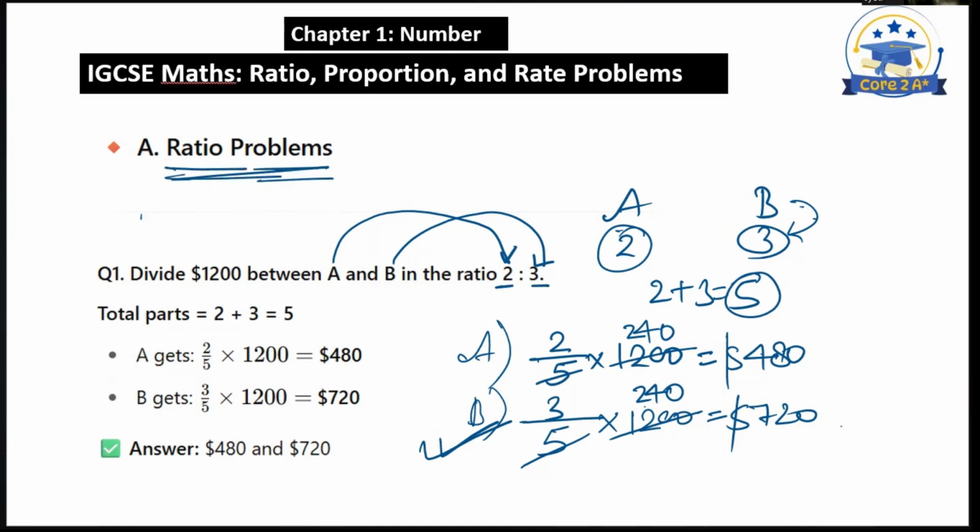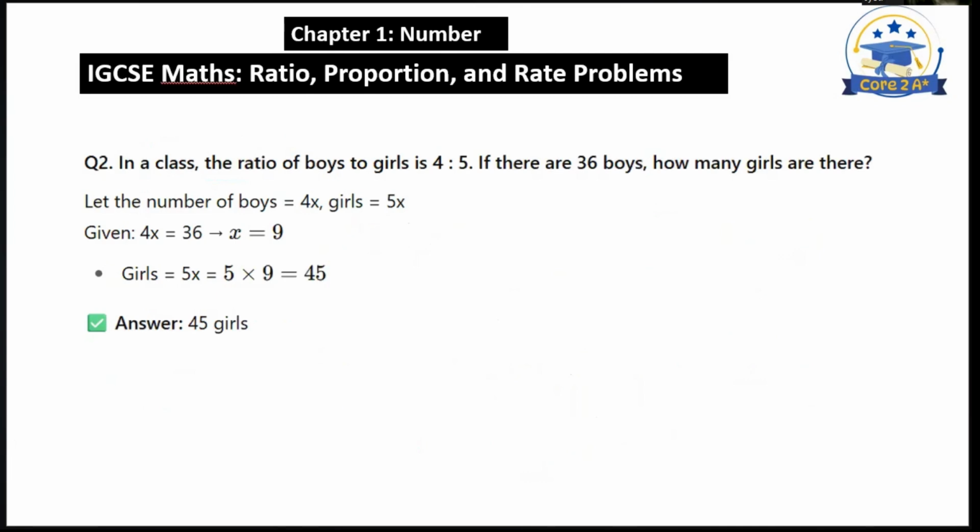That's how we solve ratio problems. Okay. Next, question number 2. In a class, the ratio of boys to girls is 4:5. If there are 36 boys, how many girls are there? Okay, got it. 4 and 5, right? 4 for what? For boys, 5 for girls. 36 is given for what? For boys, right?